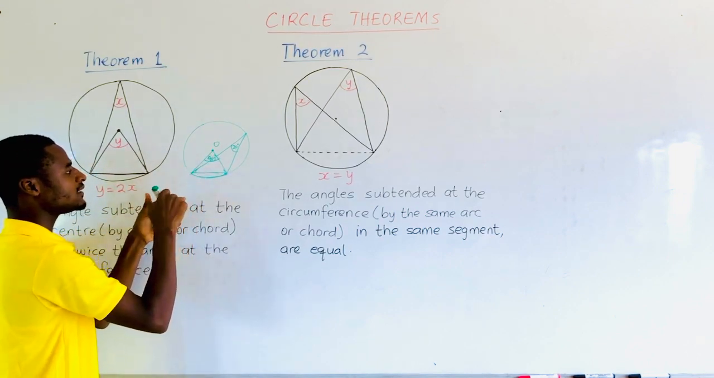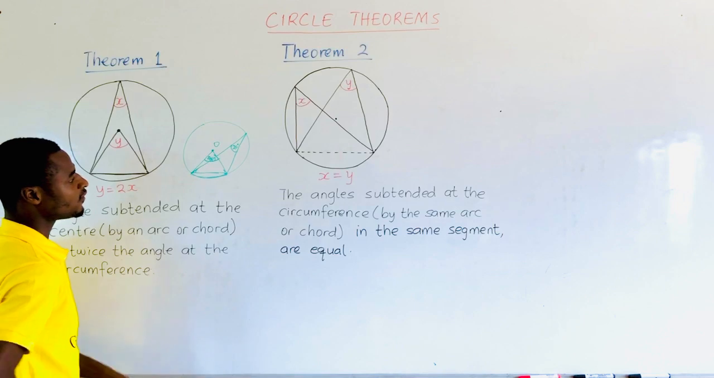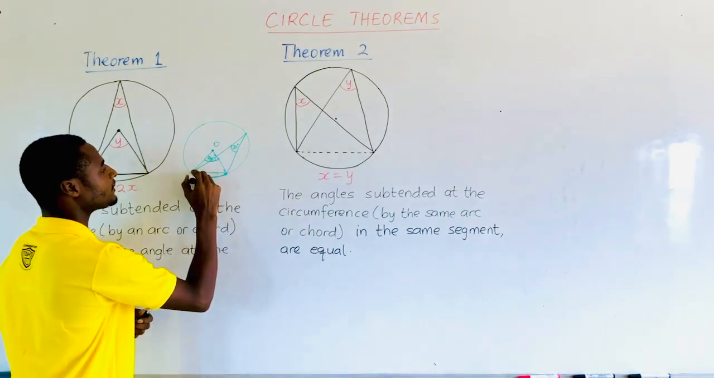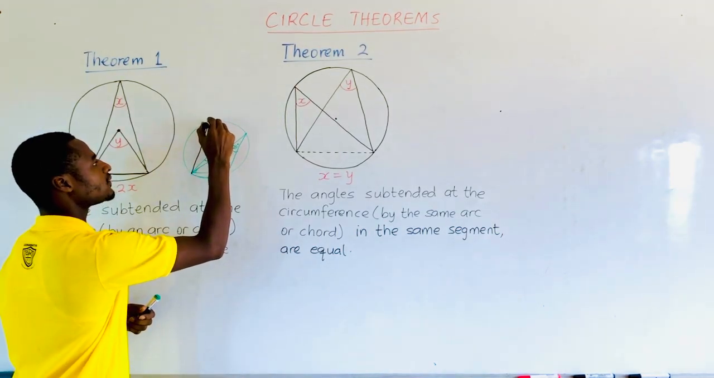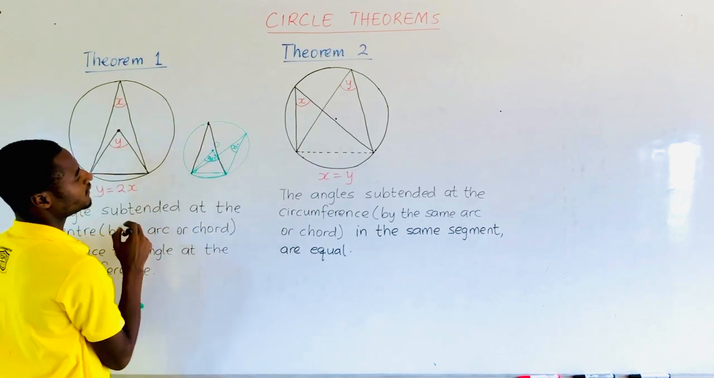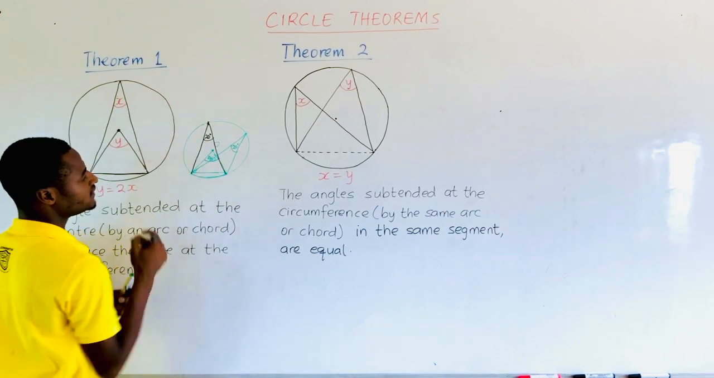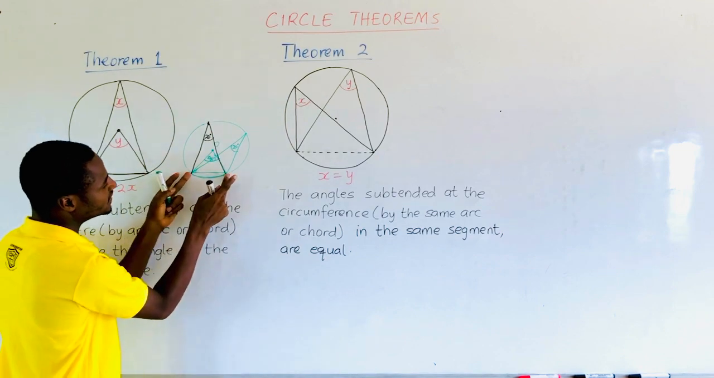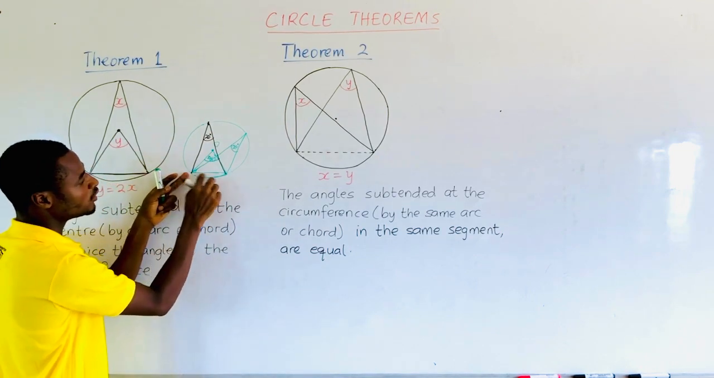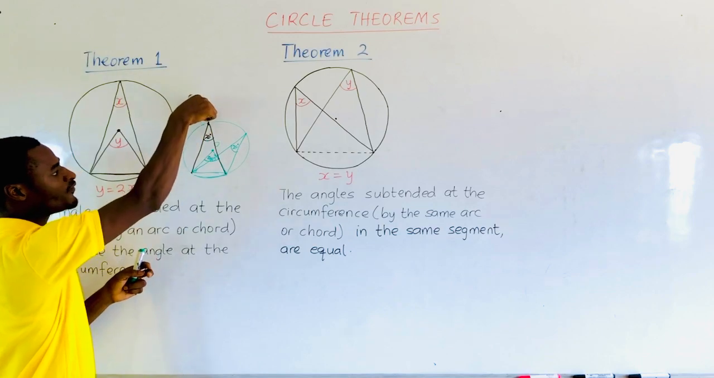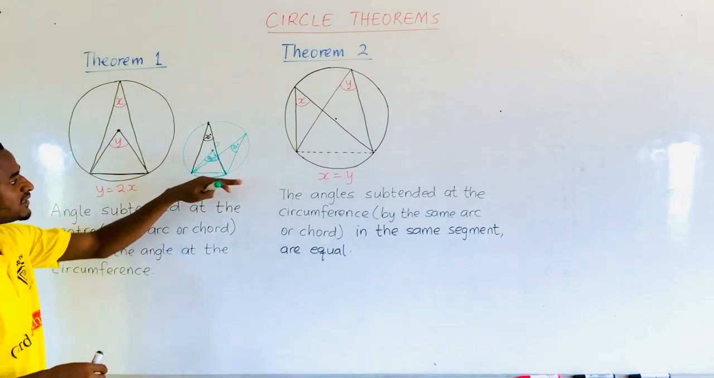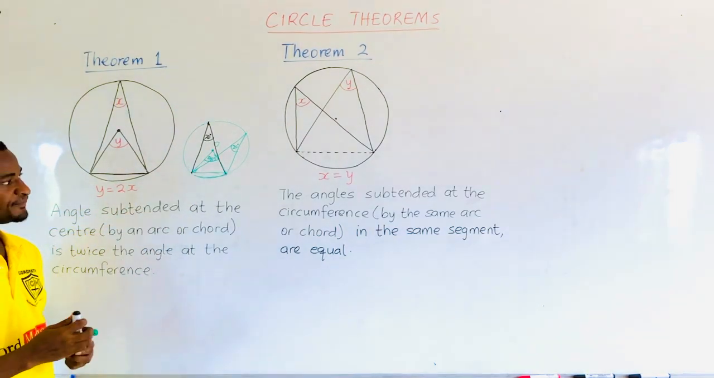Suppose I extend another angle from the same arc, then this angle is also going to be 20 degrees because it is subtended by the same arc or the same chord at the circumference of the circle and in the same segment.